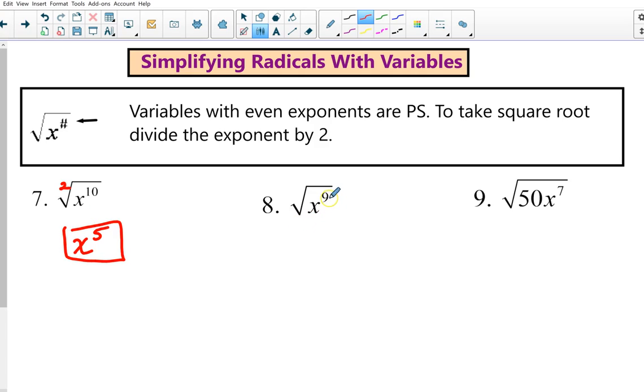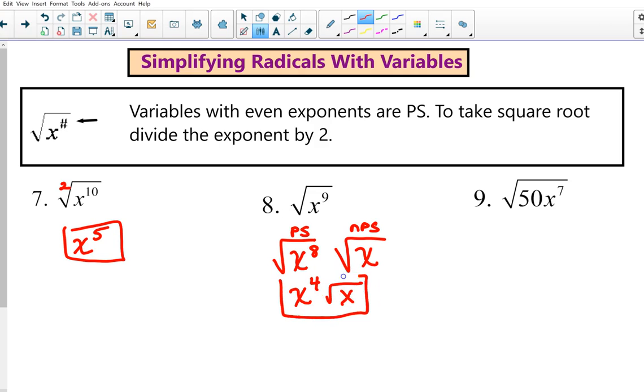For problem number 8, 9 may be a perfect square, but x to the 9th is not. So we need to break it down into the highest perfect square and the non-perfect square. So the highest even number closest to 9 without going over is x to the 8th. And to make it whole, we're going to multiply it by x to the 1st, or just x. X to the 8th is a perfect square, so we're going to just divide the exponent by 2. And my final answer is x to the 4th times square root of x.